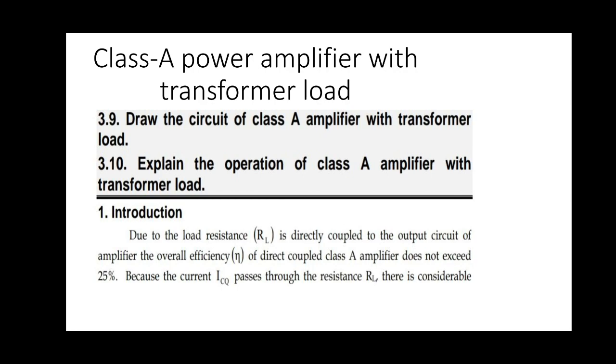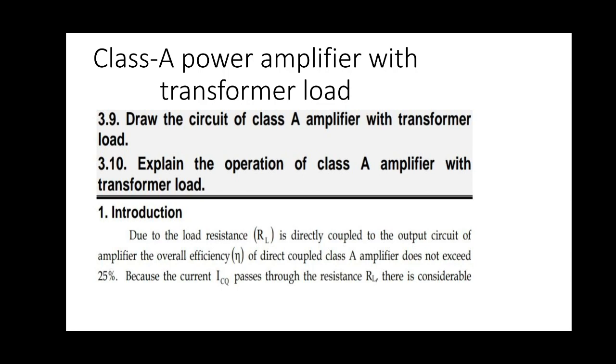Class A power amplifiers are costly and bulky due to the large power supply and heat sink. There is harmonic distortion present in the amplifier. So efficiency is less than 25%. That is a major disadvantage. To avoid this, we go for the class A power amplifier with transformer load.